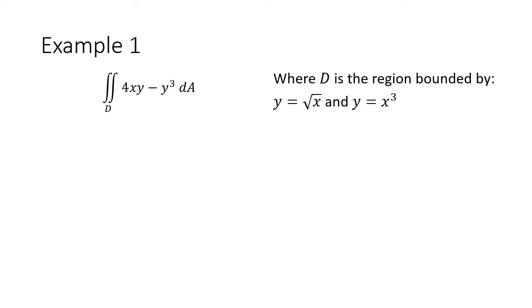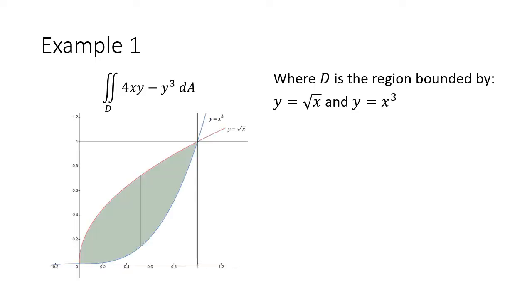So let's take a look at our first example. So I have a double integral, 4xy minus y cubed dA over the region D, where D is the region bounded by y equals the square root of x and y equals x cubed. So the first step always has to be to sketch the region.